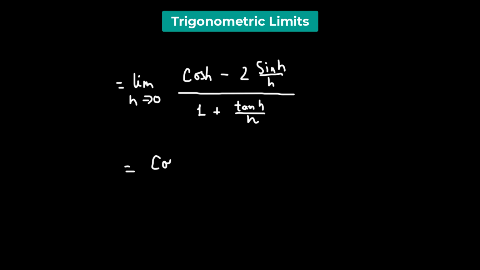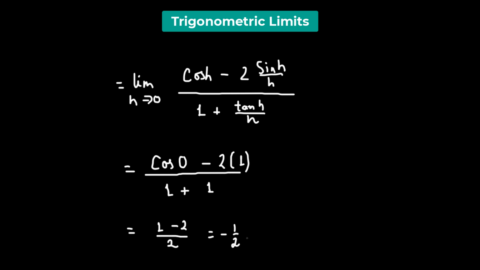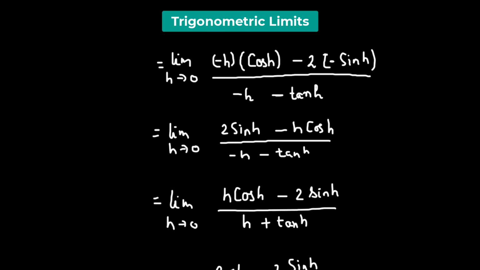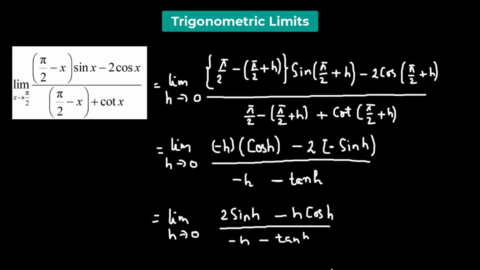So we have cosine of 0 minus 2 times the limiting value of sine h over h, which is 1, divided by 1 plus the limiting value of tangent of h over h, which is going to be 1. So we have 1 minus 2 divided by 2. So we're getting the limiting value of negative half. So this is the limiting value of the given trigonometric function when x approaches pi over 2. Let's move on to the next question.